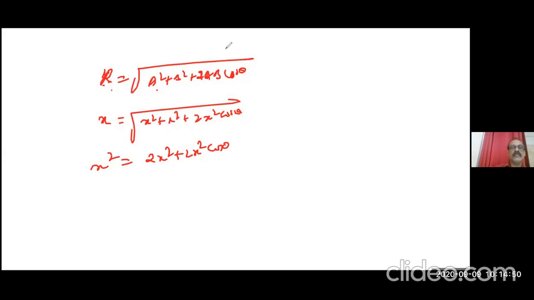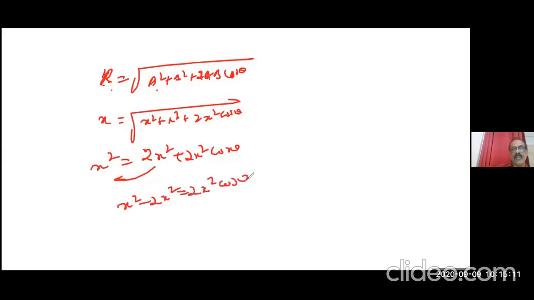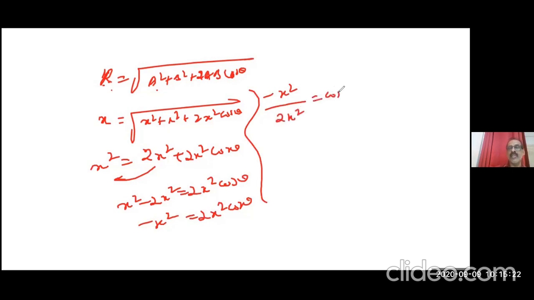Taking both sides square, x squared is equal to x squared plus x squared plus 2x squared cos theta. Now this x squared you take this side. So x squared minus 2x squared is equal to 2x squared cos theta. This is minus x squared, equal to 2x squared cos theta. Now minus x squared divided by 2x squared is equal to cos theta. X squared cancels. Cos theta is equal to minus 1 by 2, so theta is equal to 120 degree.